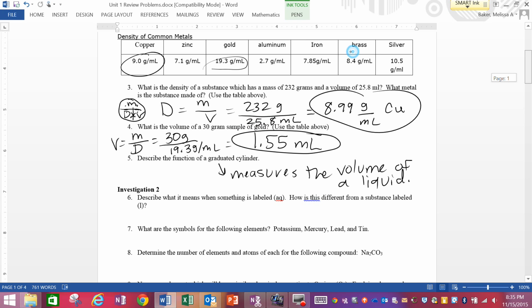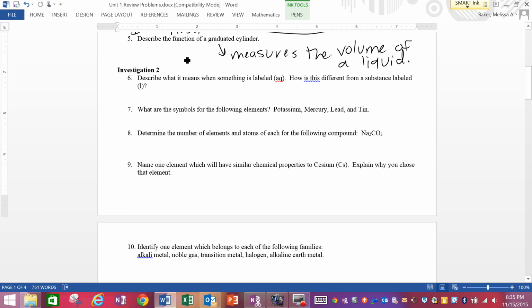Describe what it means when something is labeled AQ. That means that it was dissolved in water. How is this different from a substance labeled with an L? That is usually something that was, for example, heated up to melt, and it's now in its liquid form. Some things are already in their liquid form at room temperature, like water, for example.